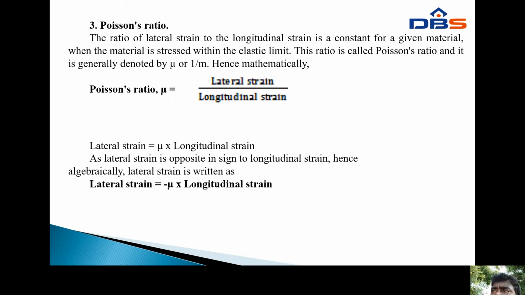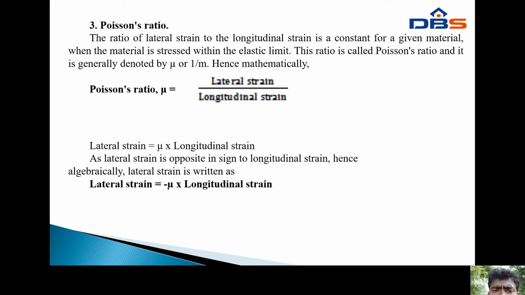Next, Poisson's ratio. Poisson's ratio means the lateral strain by longitudinal strain. Lateral strain means the force is applied in the perpendicular direction of the body. Longitudinal means we apply force along the axis of the body; that is called a longitudinal strain. Lateral direction means perpendicular to the axis of the body. When we apply a force in that direction, it is called a lateral strain.